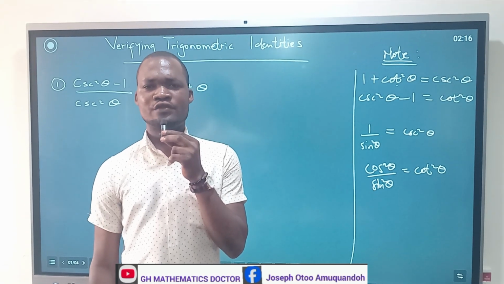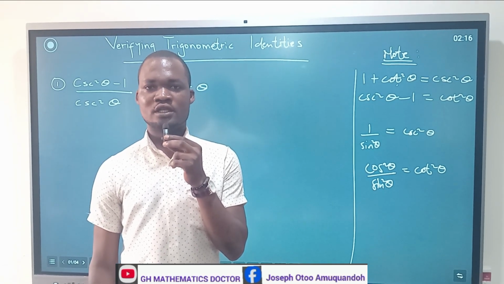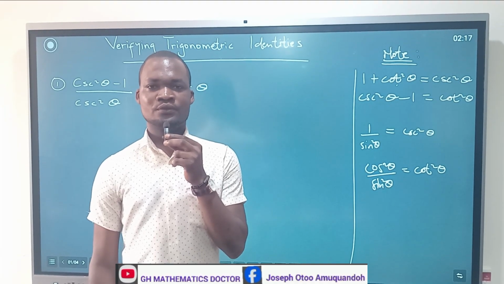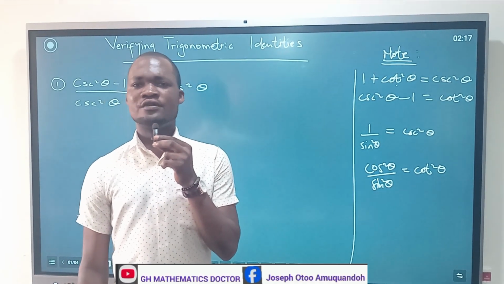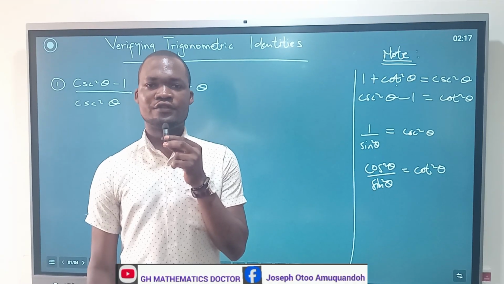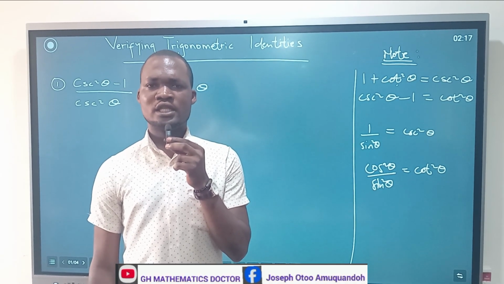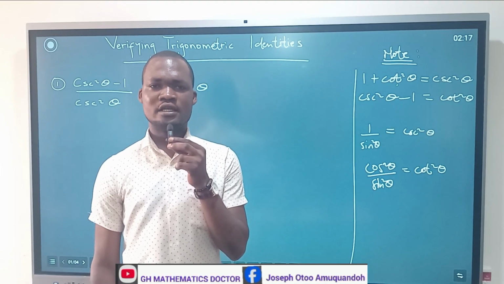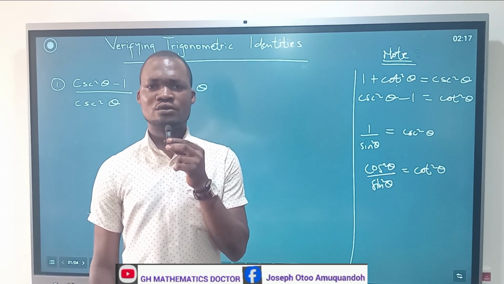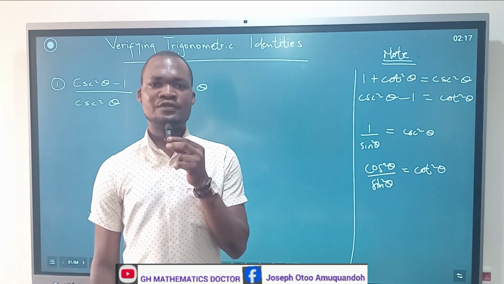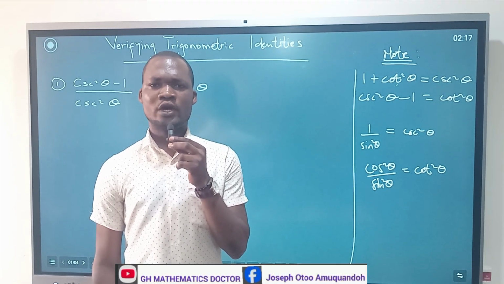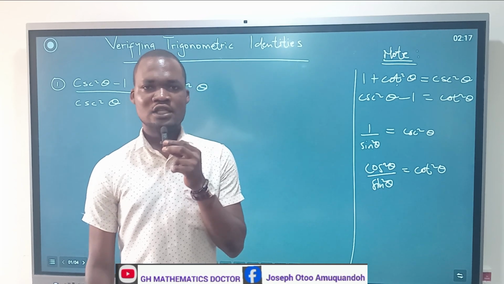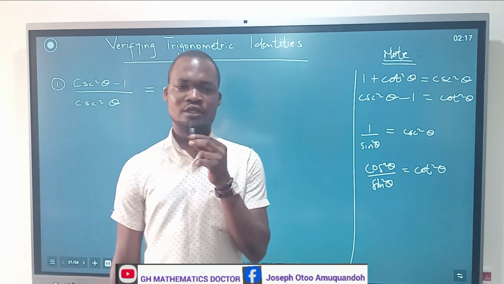Today we are going to look at how to verify basic trigonometric identities, and this is part 1 of this video. Now, whenever you are given trigonometric identities to verify, you take a side of the identity, either the left side or the right side, the side that is in a more complex form for you to work with to get the answer that corresponds to the other side. Let's look at these various examples on the screen.